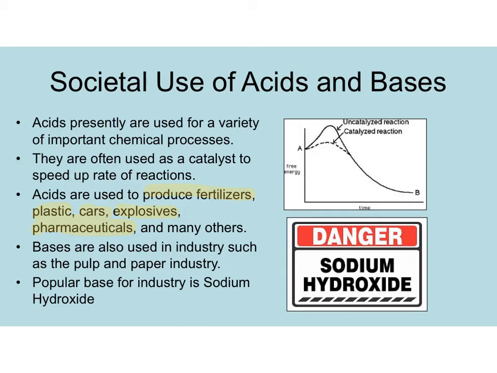Now, bases are a little bit less common. We don't see as many bases in our products, but there are still some important ones, such as the pulp and paper industry, and those are the telltale ones. A very, very popular base used in industry is called sodium hydroxide. Okay, and if we remember the name properly, okay, let me just write this out. We'd have sodium and then hydroxide. Okay.